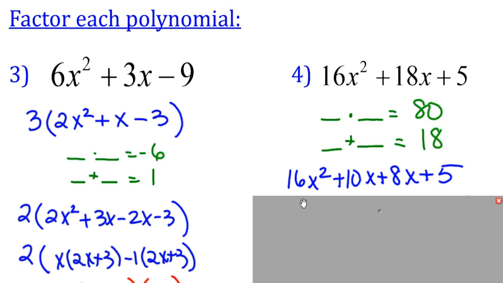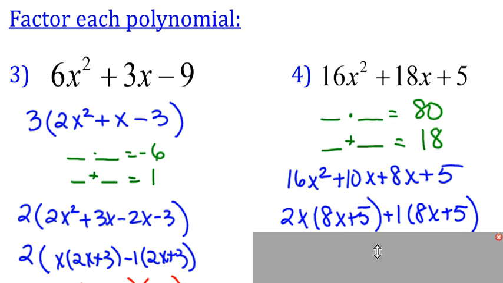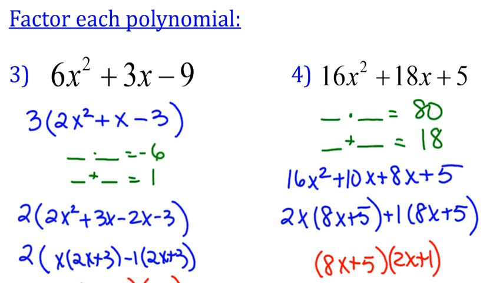We're going to split it into pairs. So the first pair, we could divide out a 2x, and the second pair, we could divide out a 1. We can see that we're multiplying 8x plus 5 by 2x plus 1. Therefore, our factors would be 8x plus 5 and 2x plus 1.